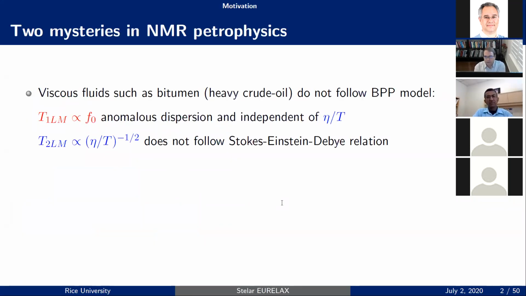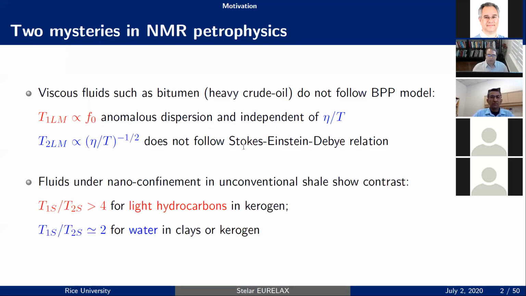So there are many mysteries in NMR petrophysics. The two that we will focus on today are viscous fluids such as bitumen, which is basically a heavy crude oil, typically larger than 10,000 centipoise, does not follow the Bloembergen and Purcell-Pound model. Namely, the T1 log mean is proportional to frequency, which is an anomalous dispersion, and it's independent of viscosity and temperature. The T2 log mean is inversely proportional to viscosity to the square root, and that does not follow the Stokes-Einstein-Debye relation.